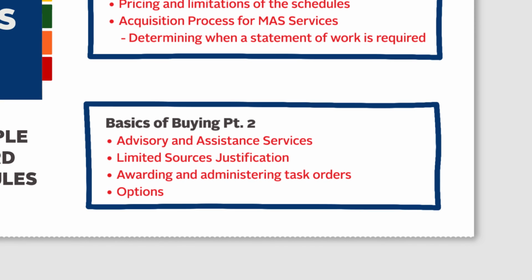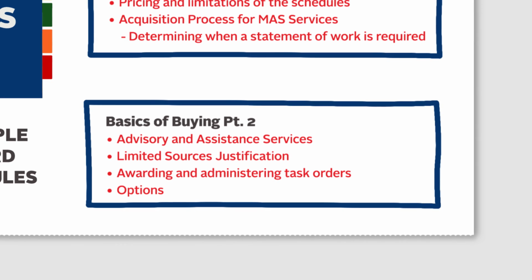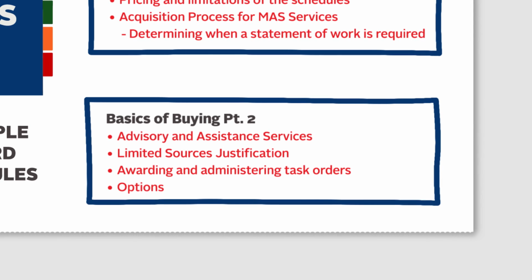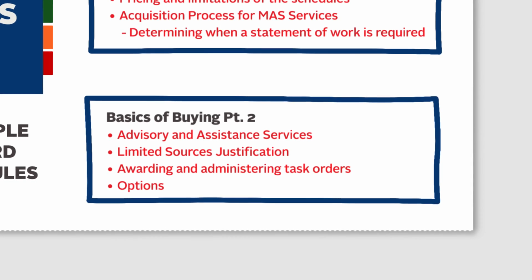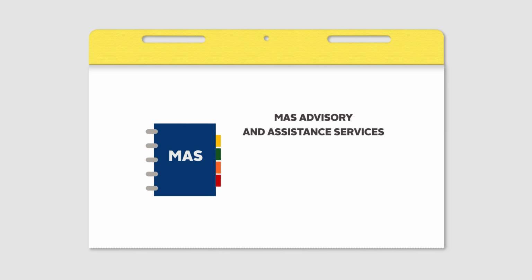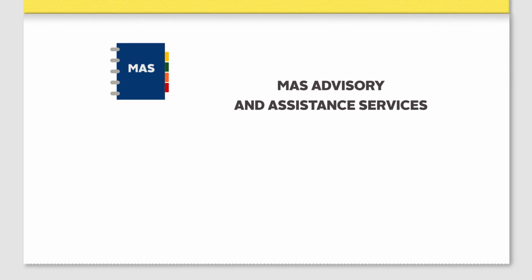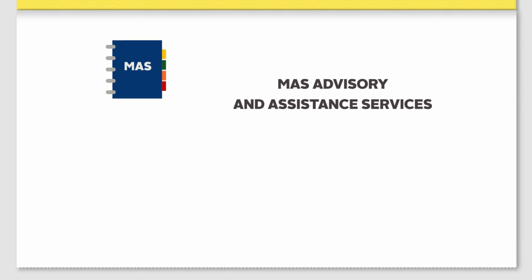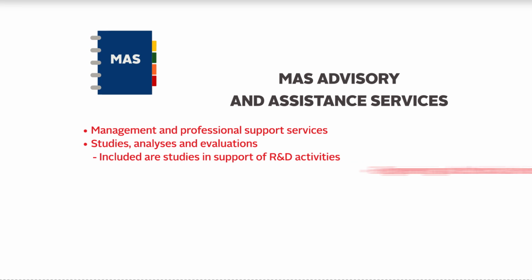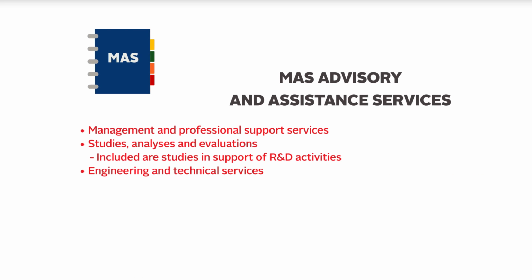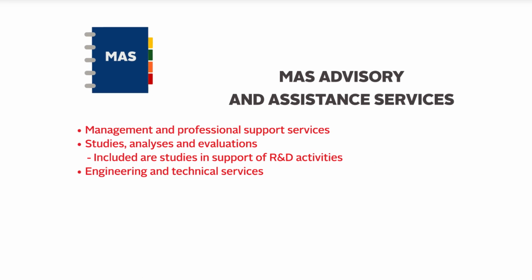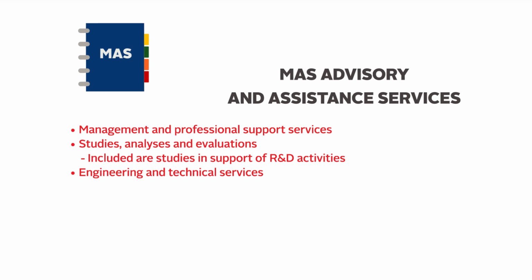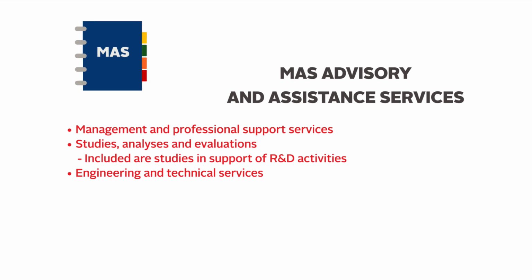This includes advisory and assistance services, limited sources justifications, and awarding and administering task orders for schedule services and exercising options. Another consideration when planning your acquisition of MAS services is the usage of advisory and assistance services. These are classified as management and professional support services, studies, analyses, and evaluations. This includes studies in support of R&D activities, and engineering and technical services.